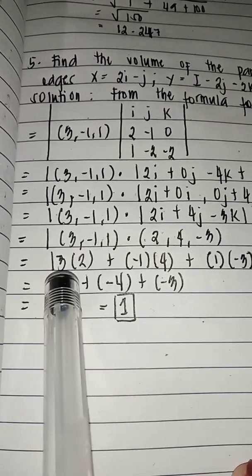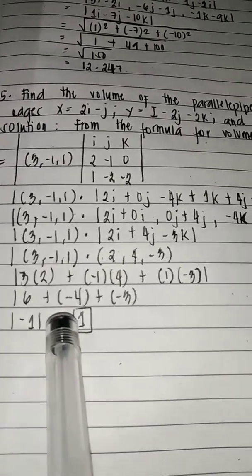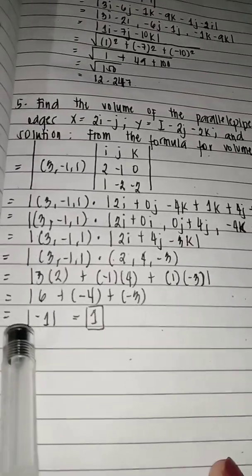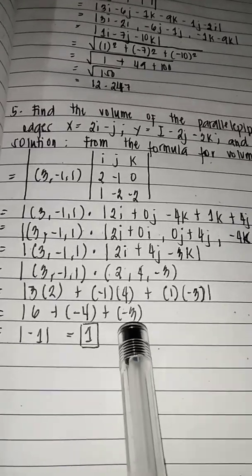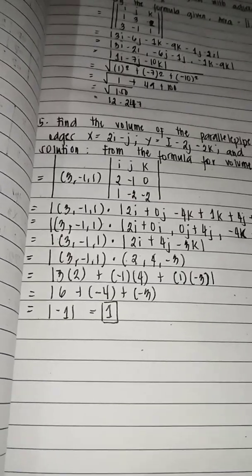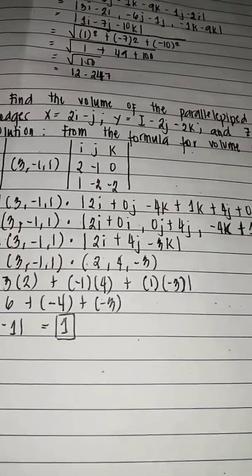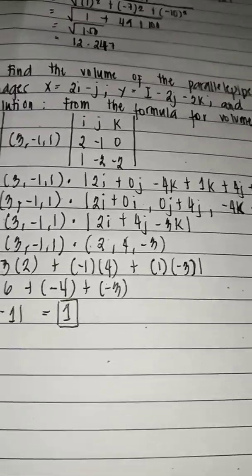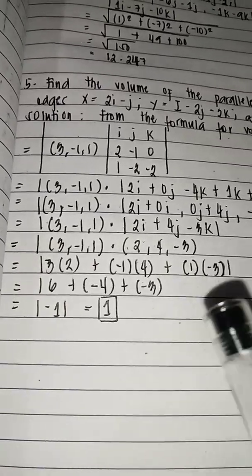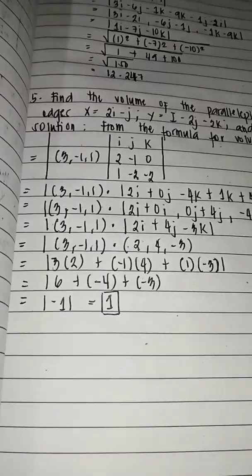So 3 times 2 is equal to 6. Negative 1 times 4 is equal to negative 4. 1 times negative 3 is equal to negative 3. So 6 plus negative 4 plus negative 3 is equal to negative 1. Since it is an absolute value, and when it comes to absolute value, if what is inside is negative, the absolute value is positive. So the absolute value of negative 1 is 1.